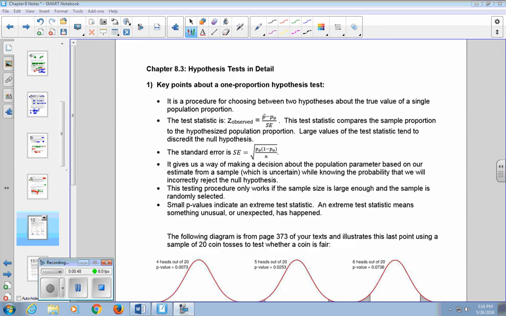It gives us a way of making a decision about the population parameter based on our estimate from a sample, which is uncertain, while knowing the probability that we will incorrectly reject the null hypothesis. This testing procedure only works if the sample size is large enough and the sample is randomly selected. Small p-values indicate an extreme test statistic. An extreme test statistic means something unusual or unexpected has happened. Remember, the smaller the p-value you have, the more evidence you have to reject the null hypothesis.